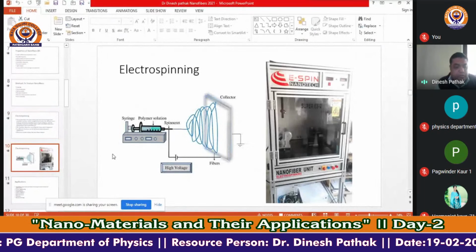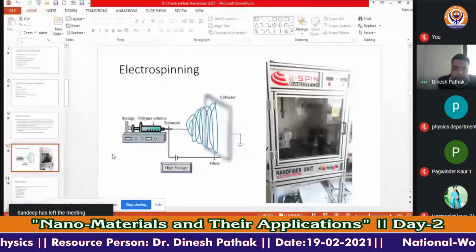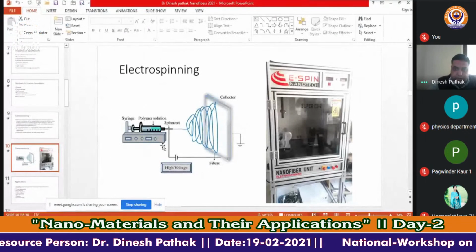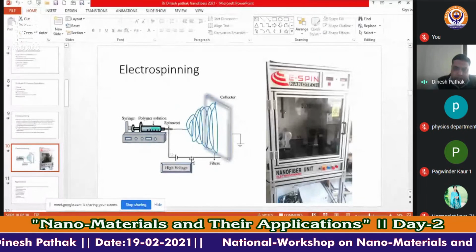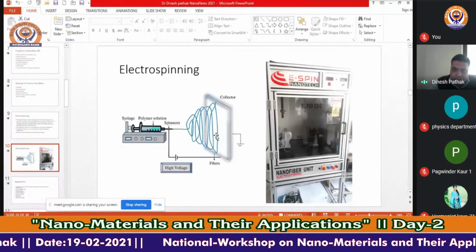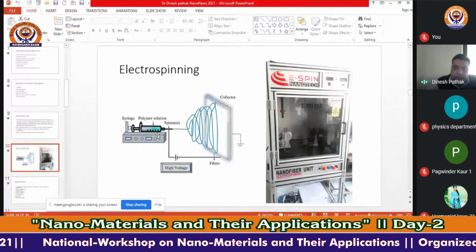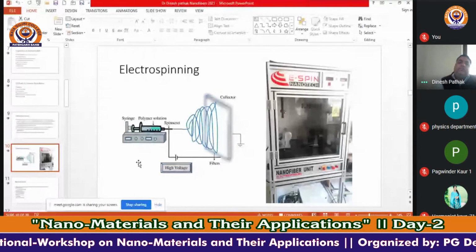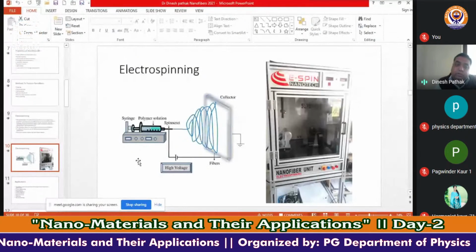So porosity can be controlled by just changing the potential, or changing the distance between the syringe and this collector, or maybe changing the concentration or pH value of this. So depending upon the application, if we are going to make a filter for some viruses, then we need porosity according to that.